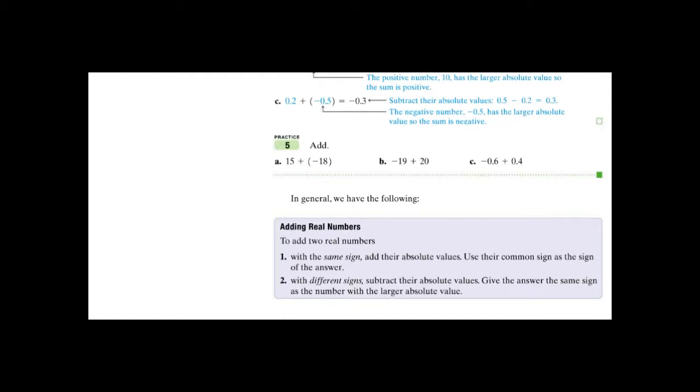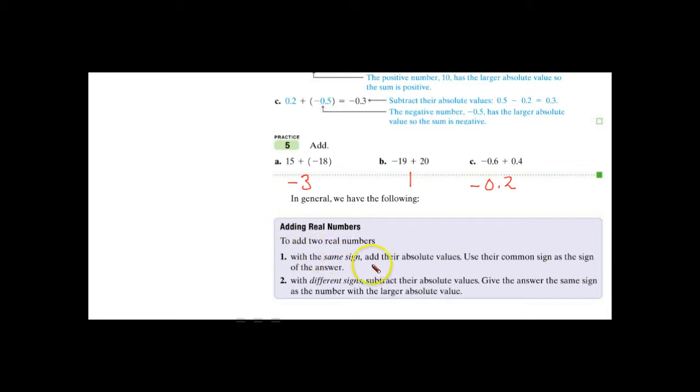So we'll do these practice ones too, since we have time. So this is going to be a 3 and a negative 3. This is going to be a 1 and a positive 1. And this is going to be a negative, that's the larger absolute value, and 0.2. Okay.